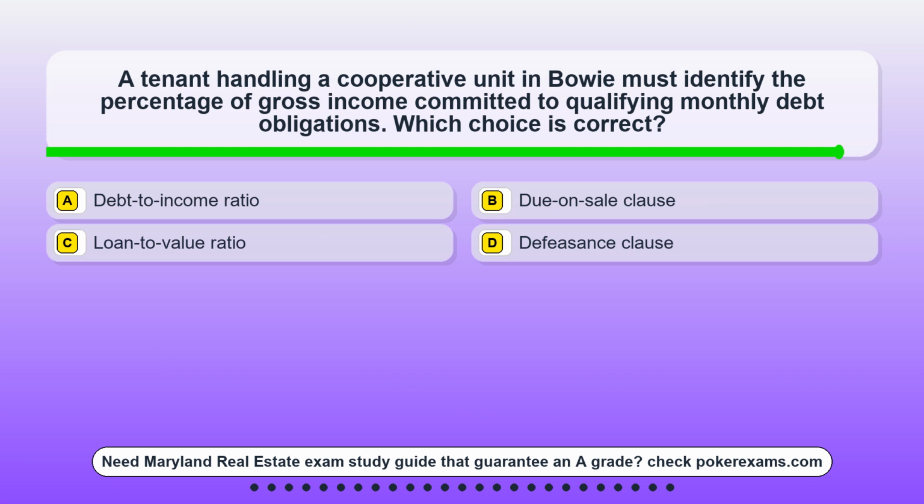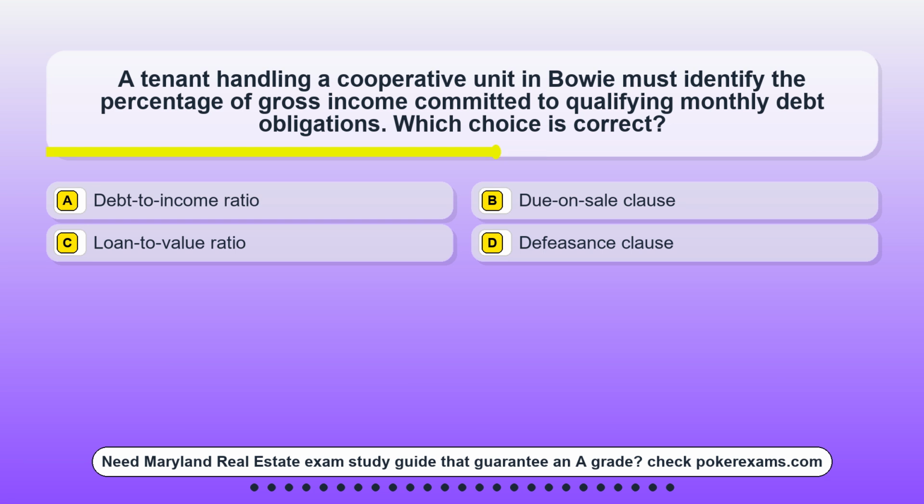Question 21. A tenant handling a cooperative unit in BOE must identify the percentage of gross income committed to qualifying monthly debt obligations. Which choice is correct? Option A, debt to income ratio. Option B, due on sale clause. Option C, loan to value ratio. Option D, defeasance clause.